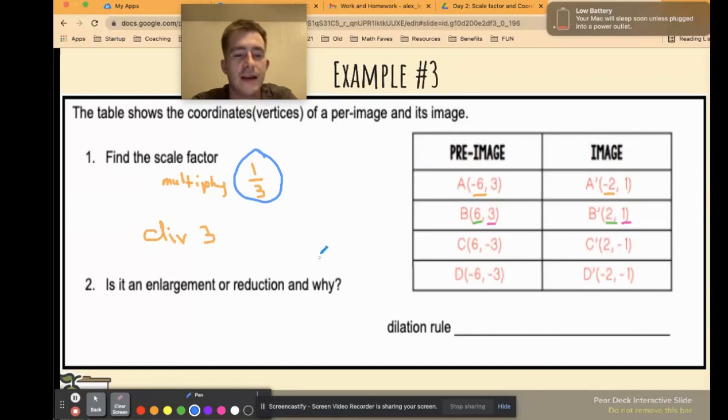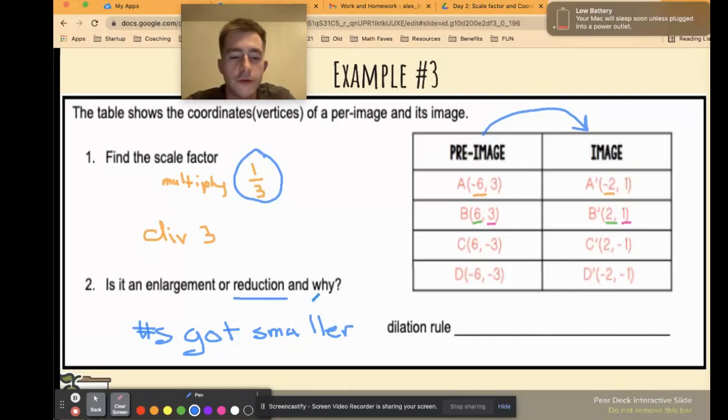All right? Is that an enlargement or reduction? Well, if I start with my pre-image and I move to my image, I notice that all these numbers got smaller. When the numbers get smaller, it is a reduction. And I'll write that down. Numbers got smaller. This is exactly the type of work we're looking for on the next slide when you're working on your own.